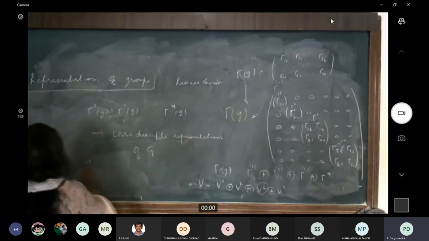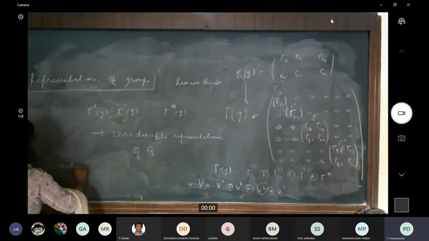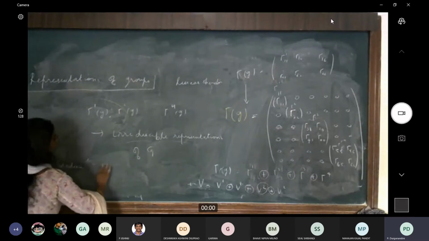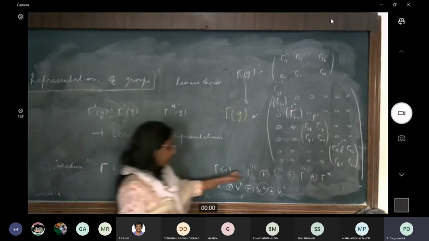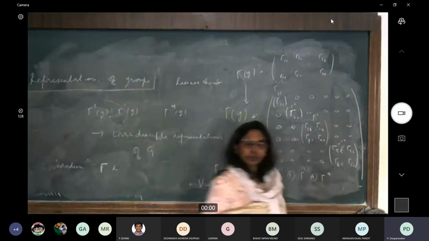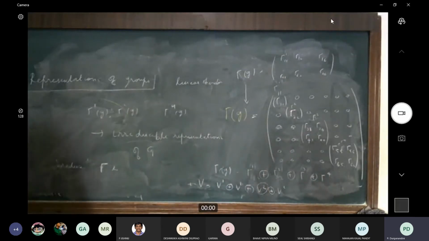So I'm reducing my gamma to a sum of 4 irreducible representations: gamma 1, gamma 2, gamma 3, gamma 4, in this case. And when I say it's an irreducible representation, what it means is that I cannot construct any more invariant subspaces inside that subspace.